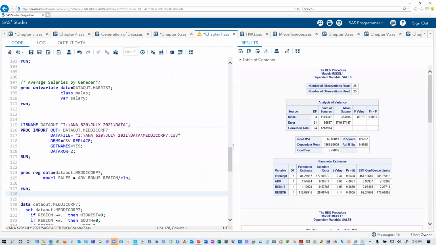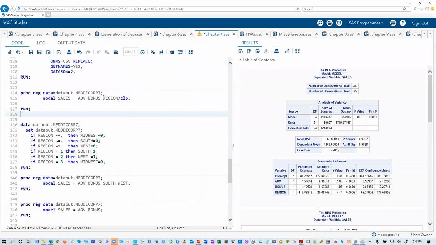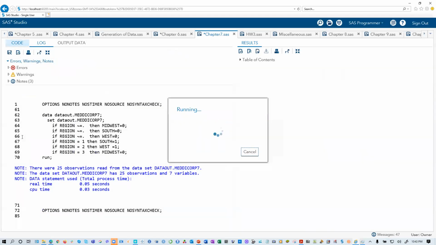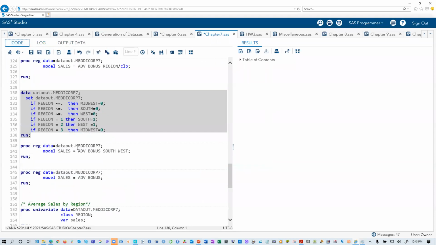In order to do that in our code, I'm going to change it. Rather than using this one, see: region Midwest 0, region South 0, region West 0. My region South is 1, West also 1, but Midwest is 0, that's the base. So this is the base. Let's run this one, and then let's run the regression, for advertising, bonus, South and West.